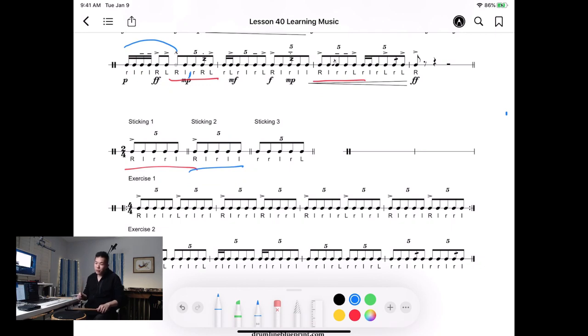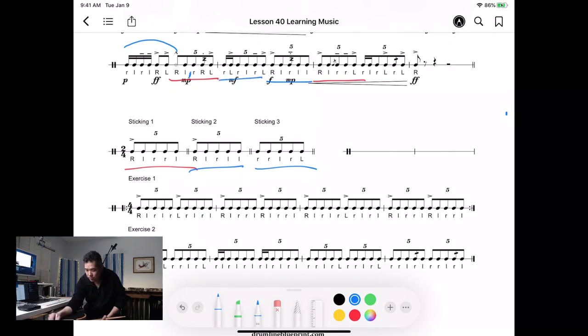1, 2, 1, 2, 3. That sticking is here. 1, 2, 1, 2, 3. And then this third sticking here, which has no accent on the downbeat, 1, 2, 3, 4, 5, 1, 2, 3, 4, 5. That's the underlying sticking for this herta. Oop, did I not change color?